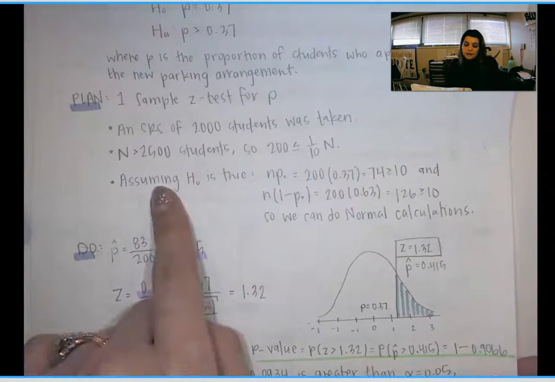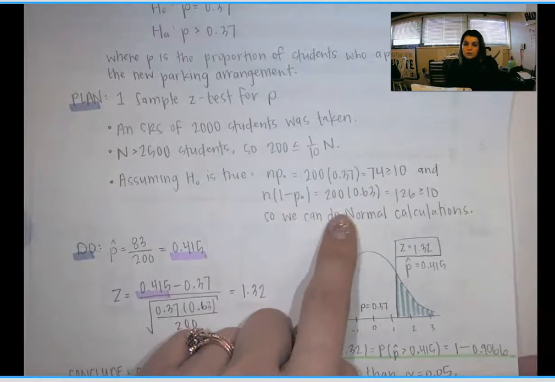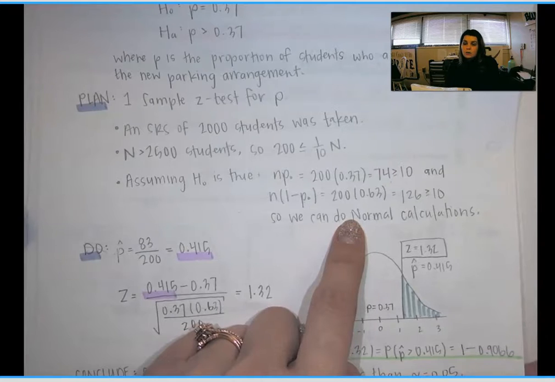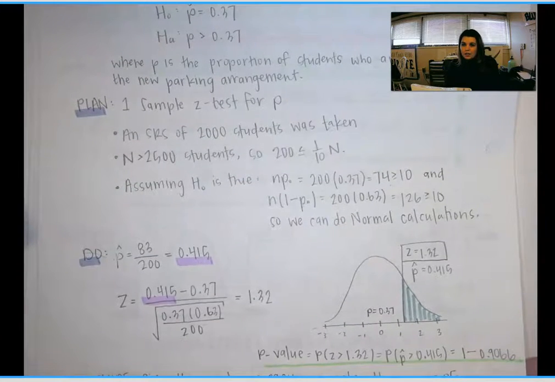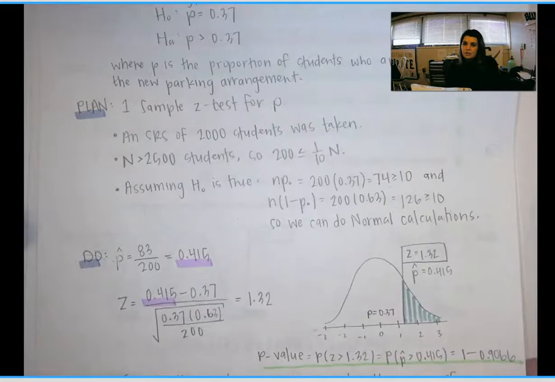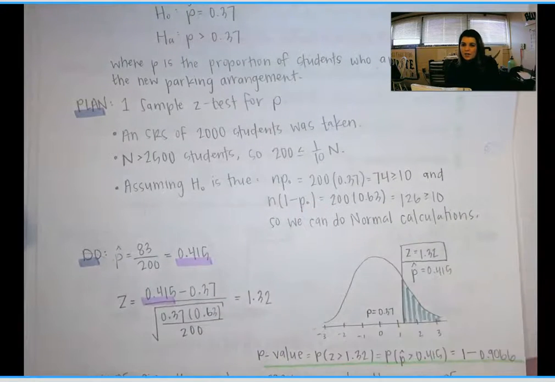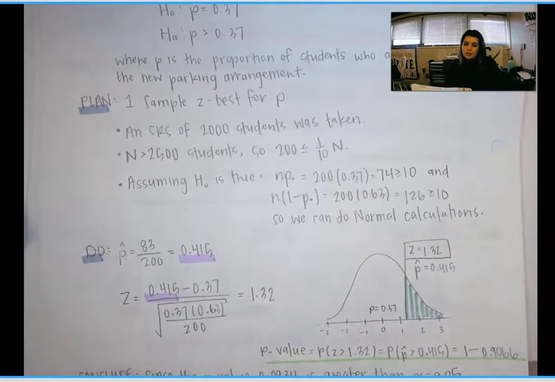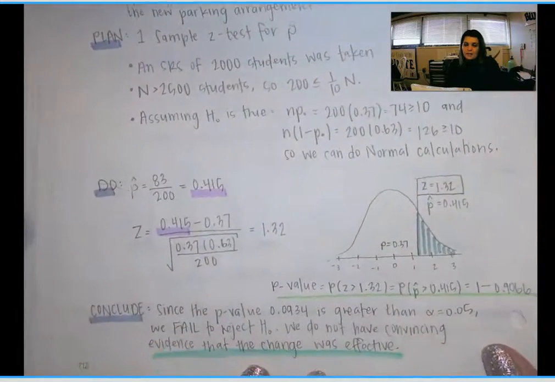Make sure that after you check large counts, you actually write that so we can do normal calculations. Some of you just write the calculation and that's it. You want to indicate that you know why you're checking these conditions. So especially on this last one, why are you checking this weird n times p and n times 1 minus p? Well, so we can do normal calculations. You can see the calculation for my z, my curve.